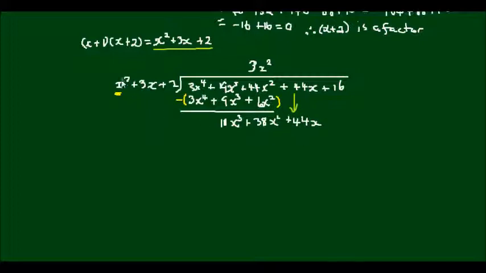So now what do I need to multiply x squared by to get 10x cubed? And the answer is 10x. So 10x times x squared gives me 10x cubed, plus 30x squared, plus 20x. Now subtract the new line away from the line above. I'll write that in a different colour. Subtract the new line from the line above.